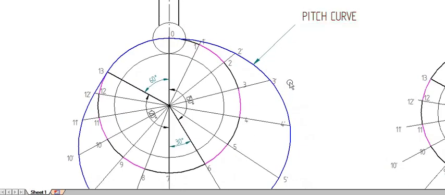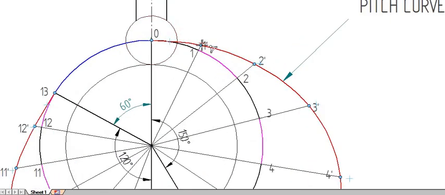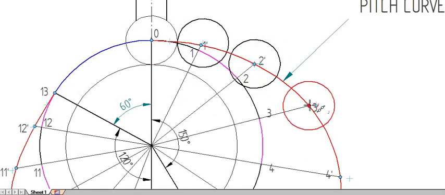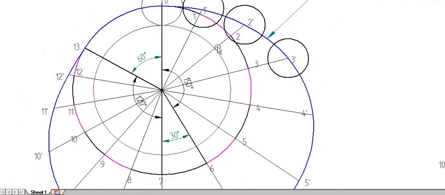Now for drawing the cam profile, you have to draw a circle of radius 7.5, that is the roller radius, on all dash points. I am drawing it here as 15, that is the diameter. On 2 dash I am drawing. On 3 dash I am drawing. Like that, on all the dash points you have to draw the circle.